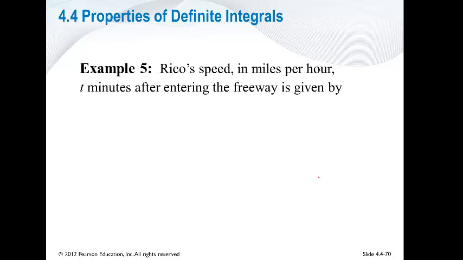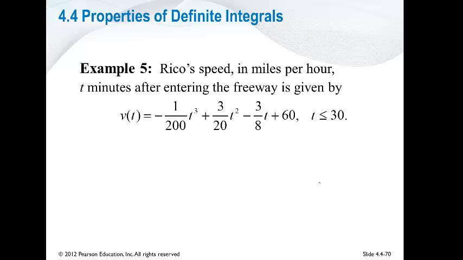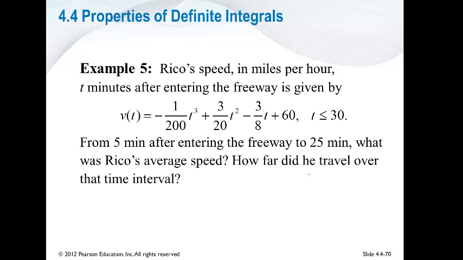Now let's take a look at another example. Rico's speed in miles per hour, t minutes after entering the freeway, is given by the velocity function here, and from 5 minutes after entering the freeway to the 25th minute, what was Rico's average speed? How far did he travel over that time interval?